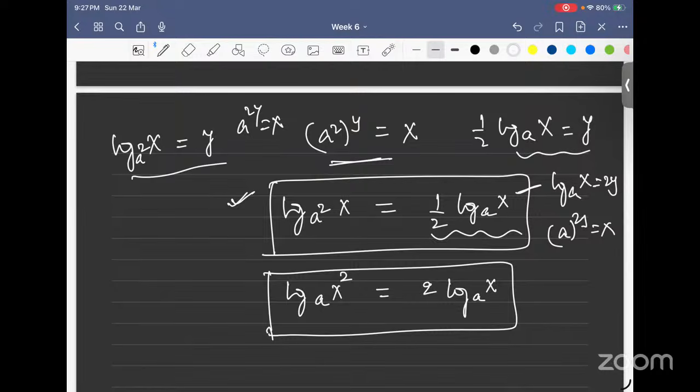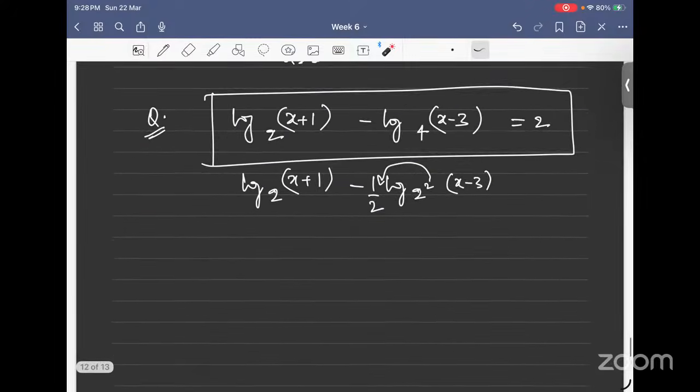So this property you can keep in mind, or show through the ln method. This one, the equation log base 2 of x plus 1 minus log base 4 of x minus 3. Okay, keeping some values, that also you can do. I hope this is done, right?